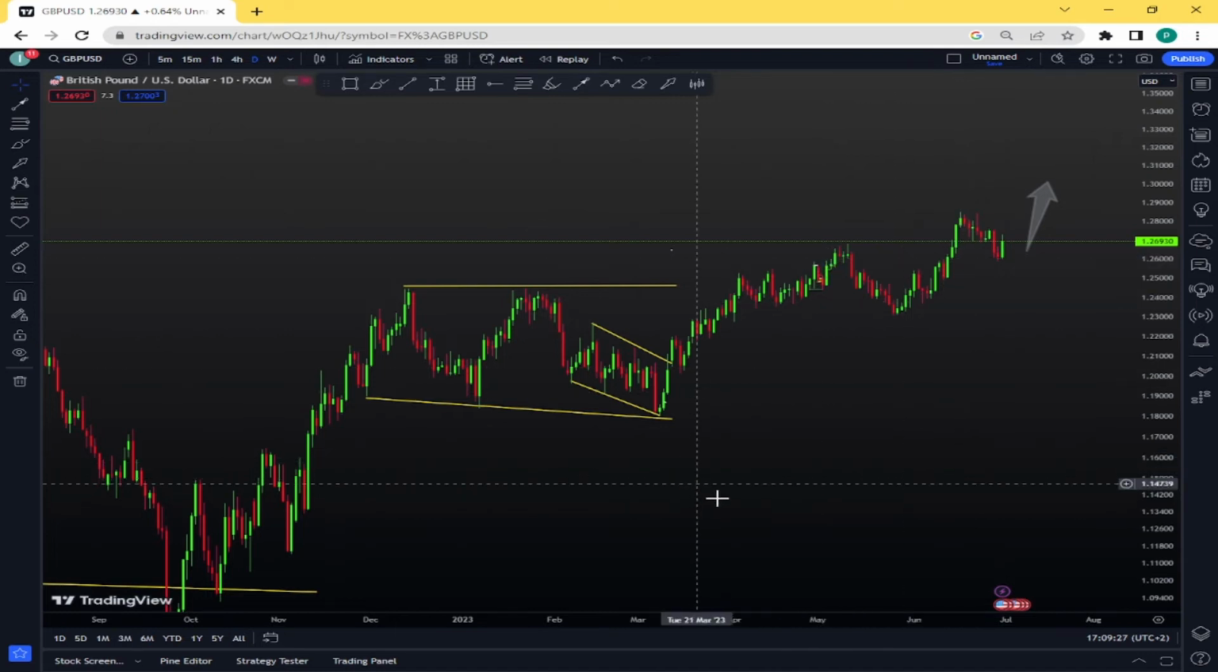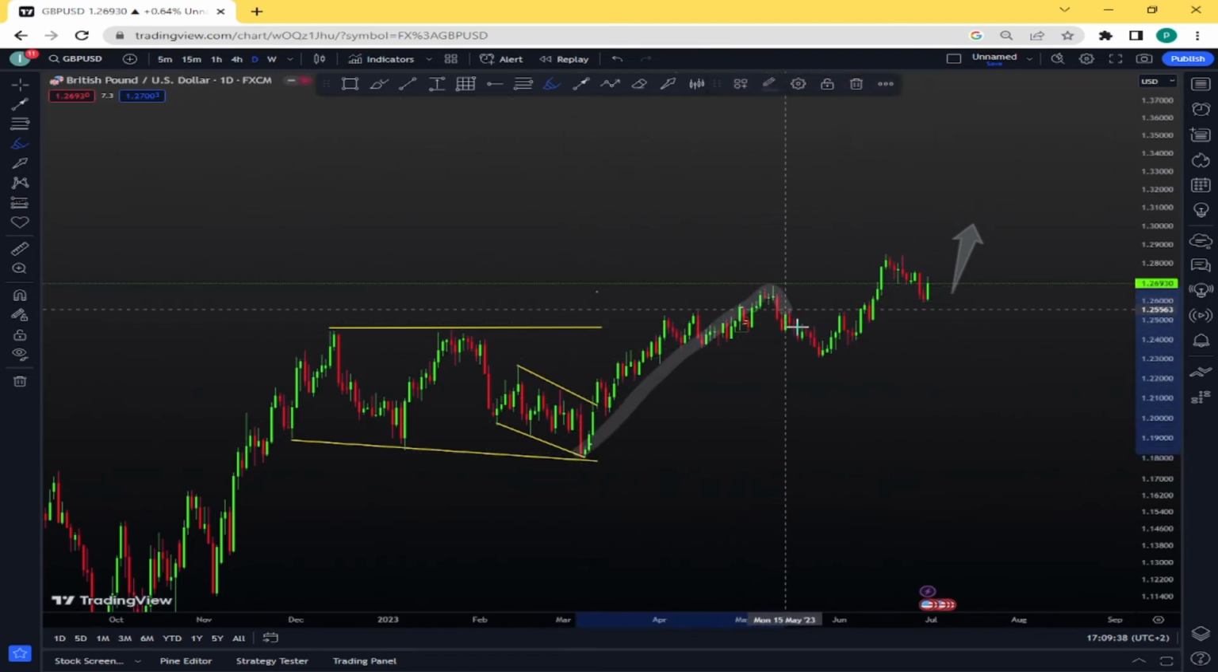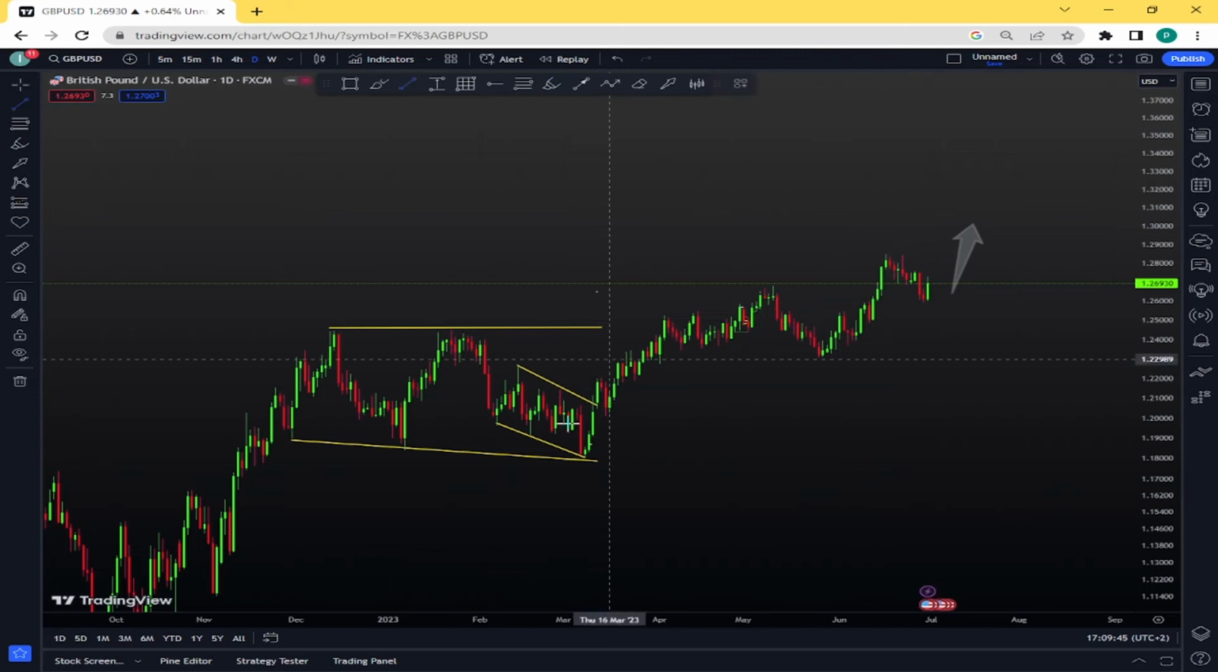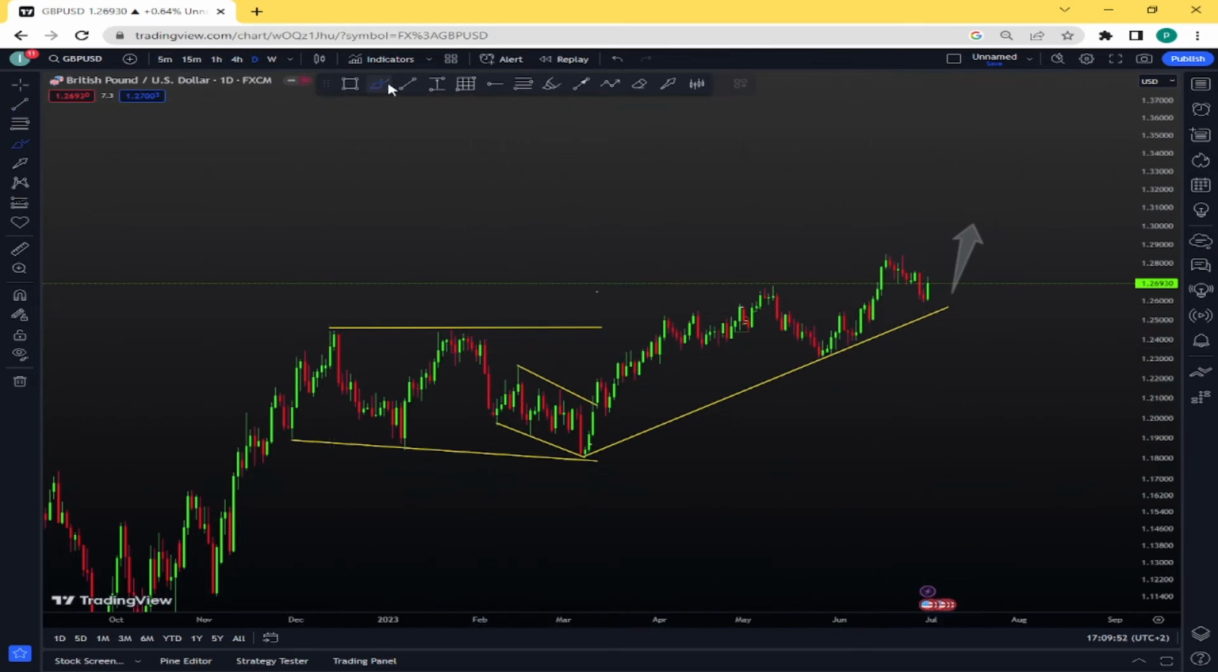You understand? So now what we can see is that we're also having price creating this move to the upside, creating a lower low and a lower high. So now we are having a clear trend here to the upside. We are having a first touch here and a second touch here, and our third touch here.